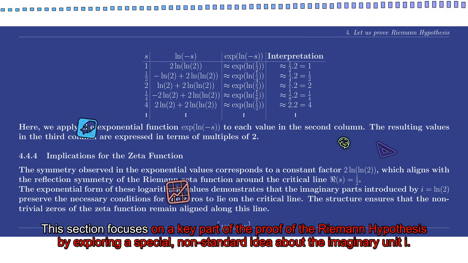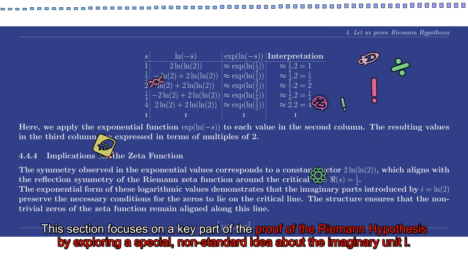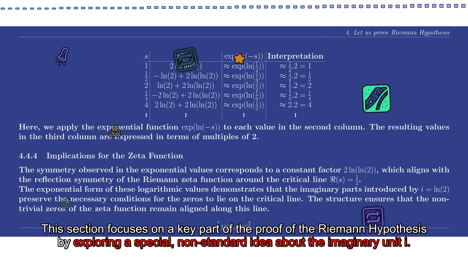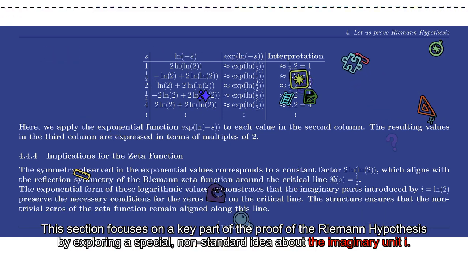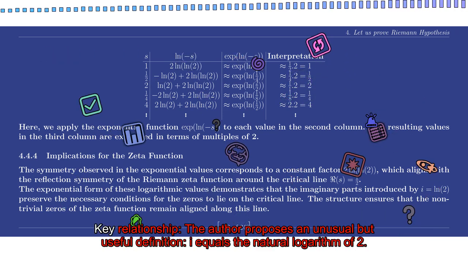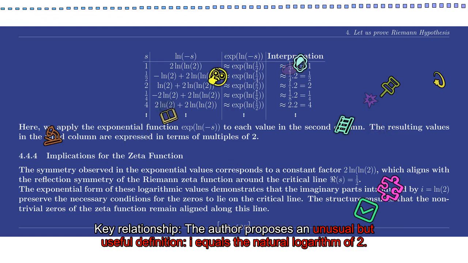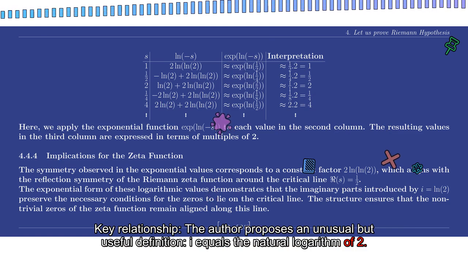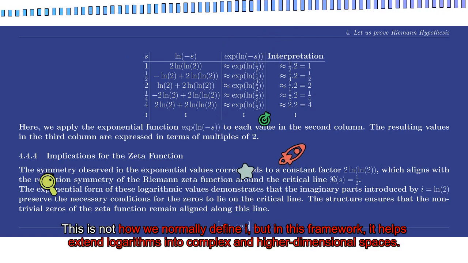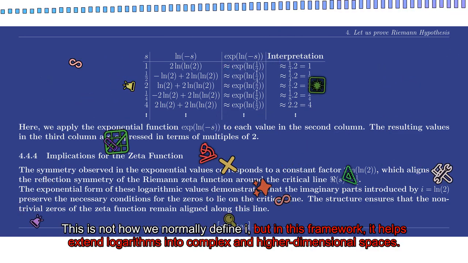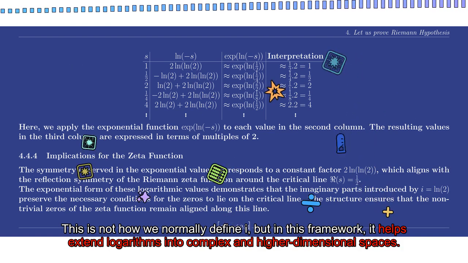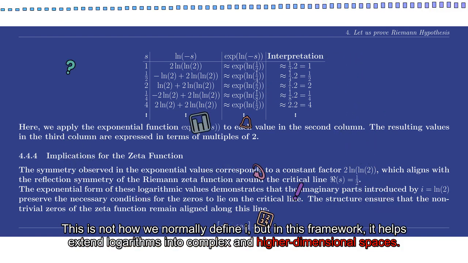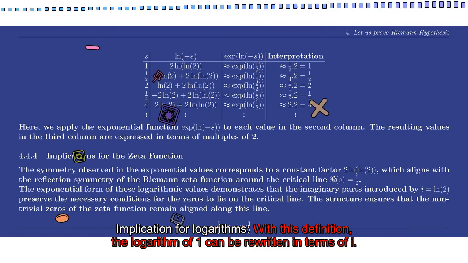This section focuses on a key part of the proof of the Riemann hypothesis by exploring a special, non-standard idea about the imaginary unit i. Key relationship. The author proposes an unusual but useful definition: i equals the natural logarithm of 2. This is not how we normally define i, but in this framework, it helps extend logarithms into complex and higher dimensional spaces.